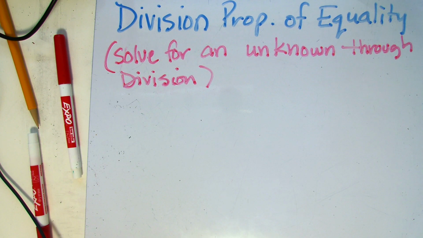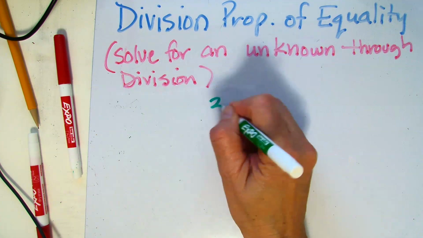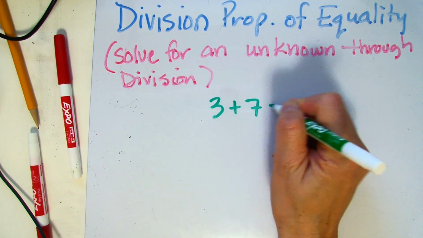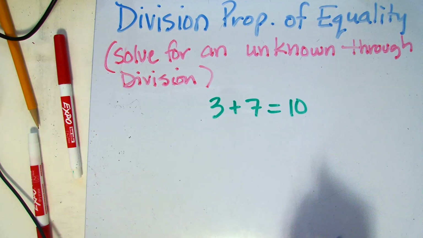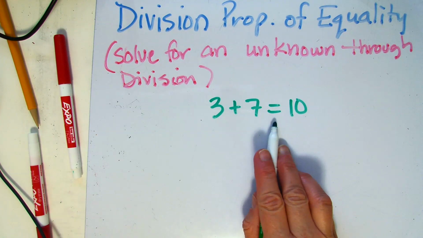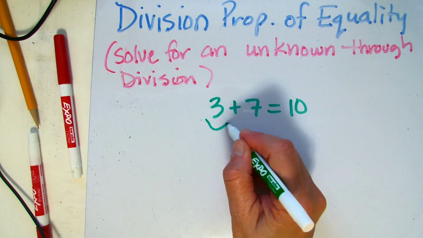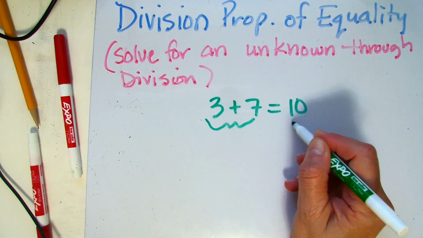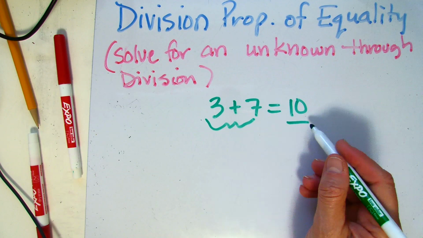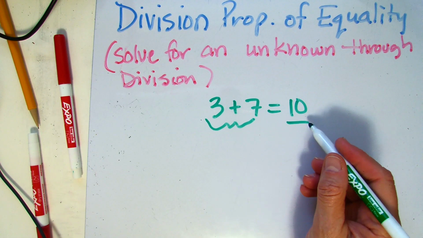Now, we are going to be looking at equations. Equations are math statements that have an equal sign. For instance, 3 plus 7 equals 10. Here we have the equal sign. What that means is that the left side is going to be equivalent to the right side.